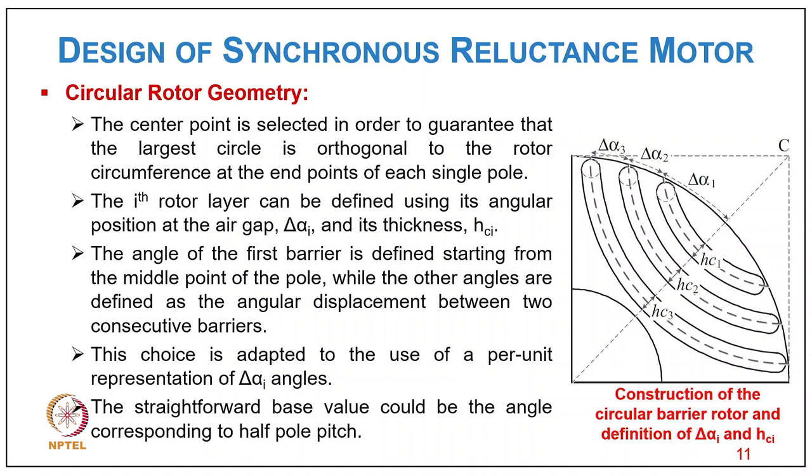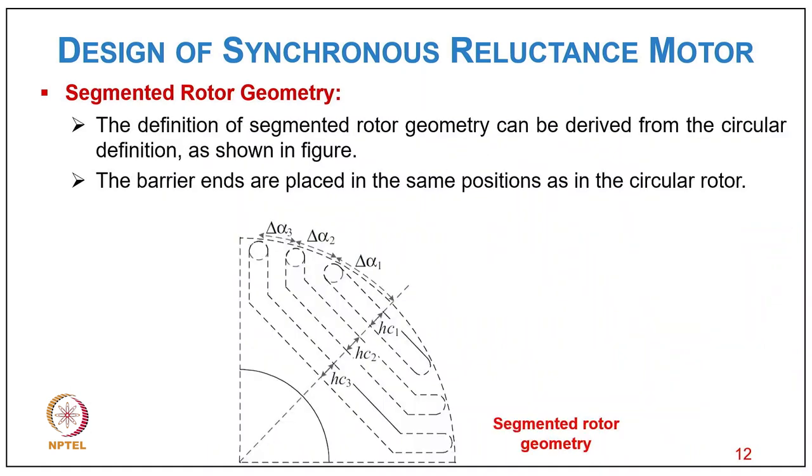The angle of the first barrier is defined starting from the middle point of the pole, while the other angles are defined as the angular displacement between the two constructive barriers. This choice is adapted to the use of per unit representation of the delta phi angle, and the straightforward base value could be the angle corresponding to the half pole pitch, as you can see in the figure.